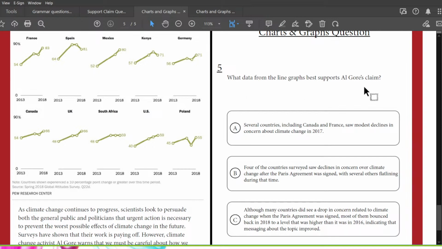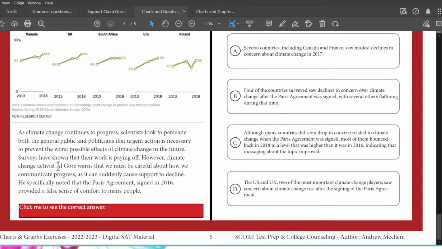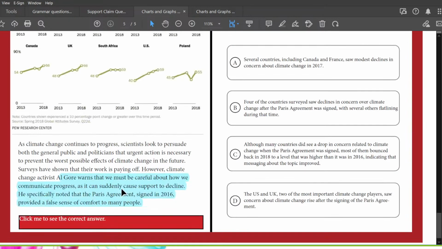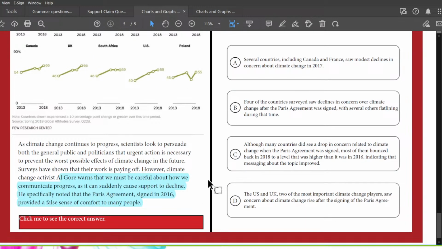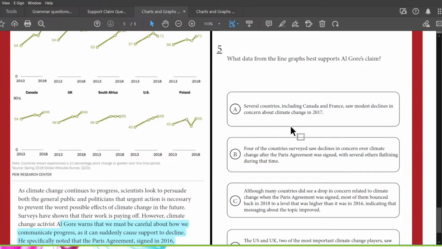All right. Last one. Al Gore's claim. Al Gore warns that we must be careful how we communicate progress as it can suddenly cause support to decline. He specifically noted that the Paris Agreement signed in 2016 provided a false sense of comfort to many people. Okay, so his point is about climate change. It says concerns about climate change. Basically, if we give people the idea that we're making a lot of progress, they stop caring. So we've got to make sure people understand we haven't solved the problem, even though we are making progress. Makes sense.